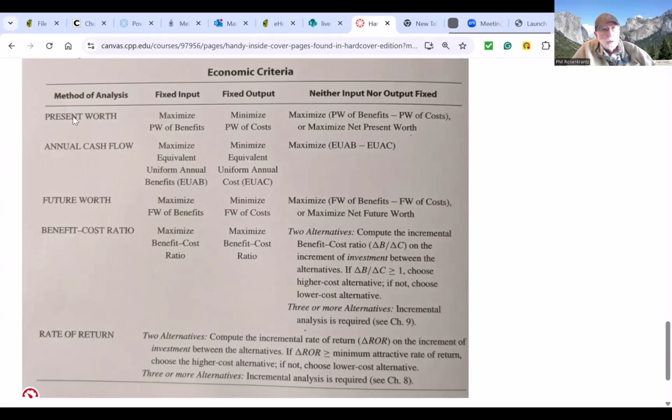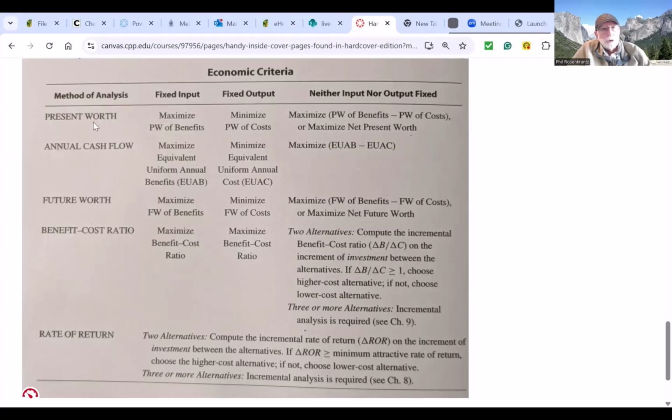So let me repeat, you only need one of these, and you'll pick the one that fits best with your problem. The majority of you will use present worth. Some of you will use future worth, and a few might use annual worth. But you pick one. Now, each one of these cases has 3 different economic criteria available depending on the type of problem. Fixed input problems, fixed output problems, or neither input nor output fixed. And a lot of you blew those questions on the last quiz.